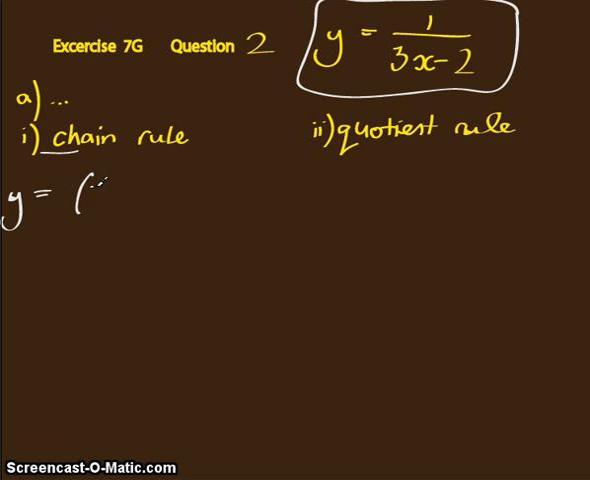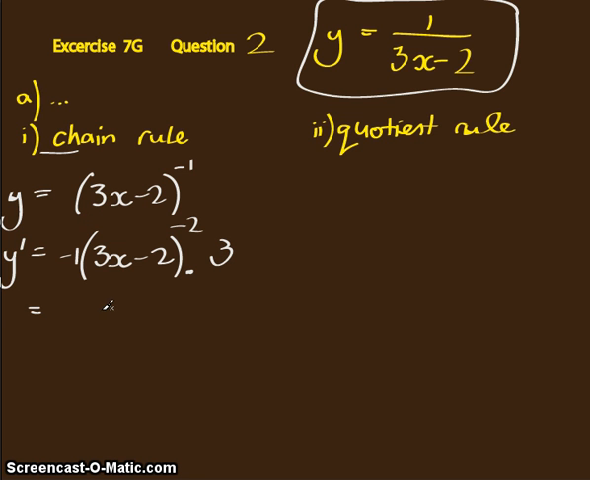So this will become 3x minus 2 to the power of minus 1. The minus means it's on the bottom of the fraction. Then to differentiate it, we do the derivative of the outside, which is minus 1 lots of 3x minus 2, and then take 1 off the power, and we times that by the derivative of the inside piece, which is going to be 3. So we're doing it this way.